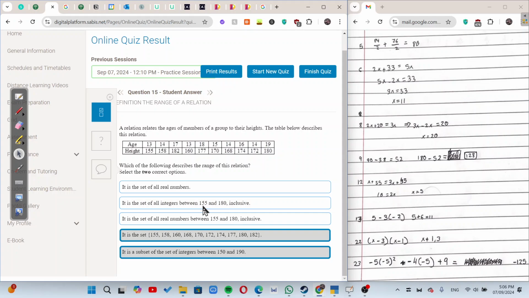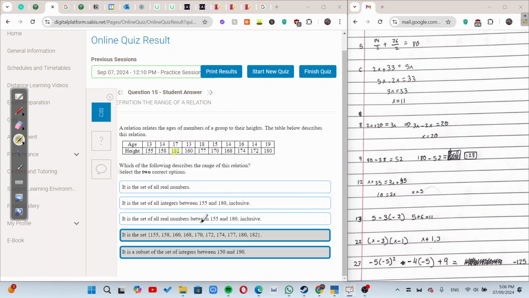Is it the set of all integers between 155 and 180 inclusive? Don't get mixed up, look at all the heights. If you look at all the heights, you're going to see that this height over here is 182, which is bigger than 180. So this answer is wrong only because you have a number bigger than 180.